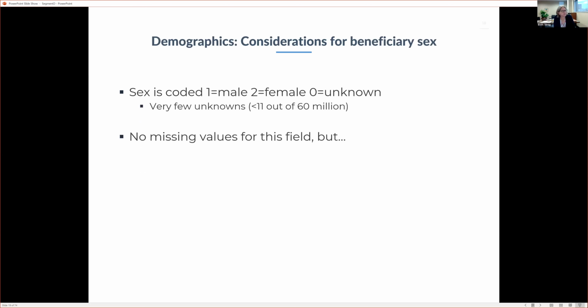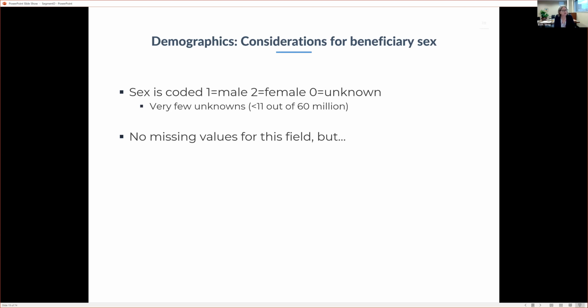So beneficiary sex. Sex is coded 1 is male, 2 is female. And then the record layout says 0 is unknown. The first time I saw that, I just about screamed. I'm like, how can you not know? I mean, what do we do with them? And what we found when we actually went in and looked is, although the code book says 0 is unknown, there were fewer than 11 unknowns out of 60 million people. So the answer is 1 is male, 2 is female. And you really don't need to worry about unknown.